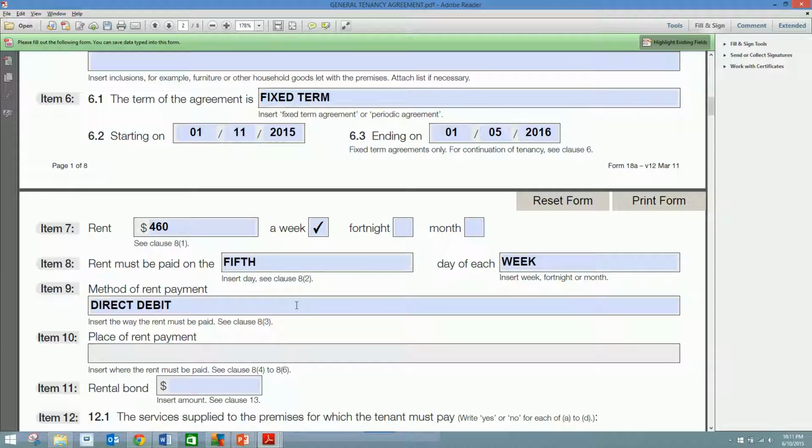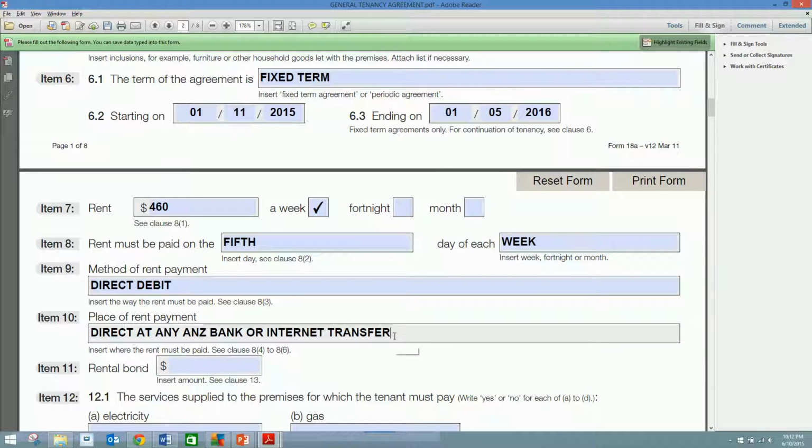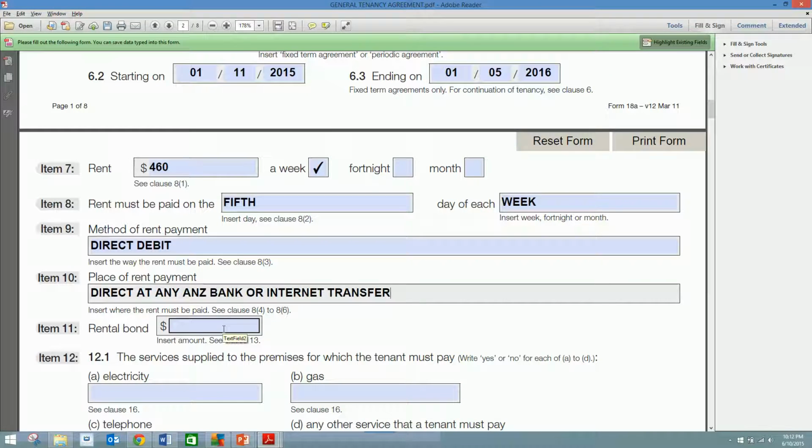Place of rent payment, so that's where it has to be paid to. It's not very common to pay in cash anymore. We will generally do it direct. You can go straight to the bank, ANZ Bank will say, or internet transfer. And that's probably the easiest. It's probably easiest to set up a direct debit, that way you can't forget to pay your rent. Set up a regular payment. Remember, a rental bond is usually 4 weeks rent, so $460 times 4 is $1,840. So it does cost you a little bit when you move out. You've got to make sure that you've saved up your bond.